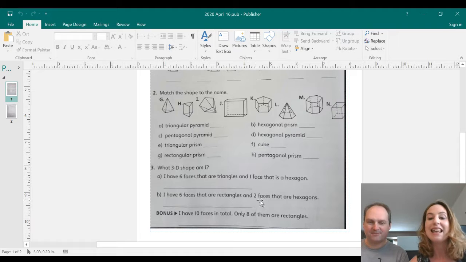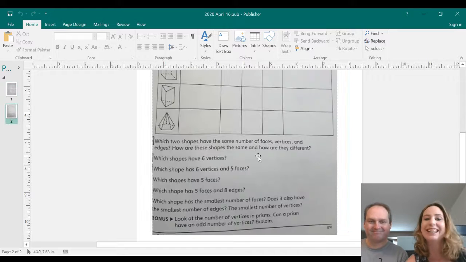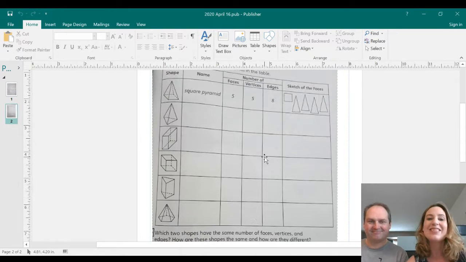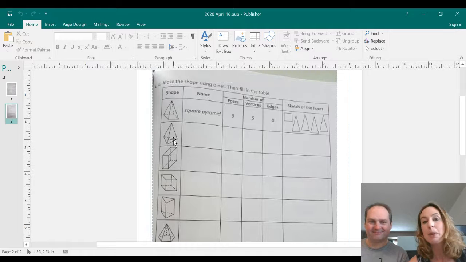They can do this. And then this one, I have 6 faces that are rectangles and 2 faces that are hexagons. 2 faces, rest rectangles. For this one, what you have to do is look at the base. So here's your bases, and you write that here. So this is a triangle, a rectangle.